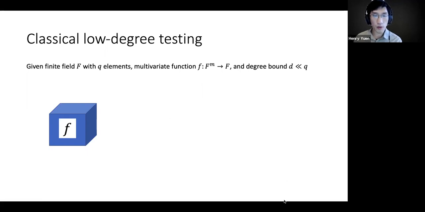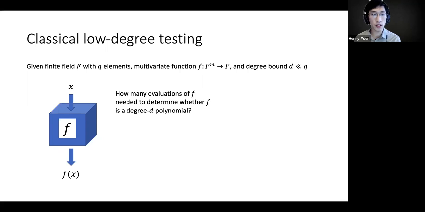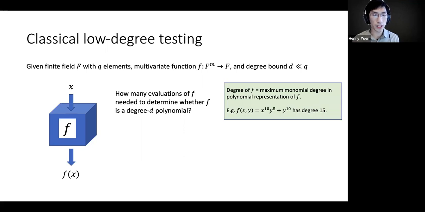Let's imagine that the way we're given access to this function f is through this black box. And we can only make local evaluations to this function to see what the value is. So you plug in x and then you get f(x) out. So a basic question is, how many evaluations of this function f are needed to determine whether f is a degree D polynomial? So just to be clear, by degree, I mean the maximum monomial degree in a polynomial representation of f. And since we're working over finite fields, every function has some polynomial representation with large enough degree. Just as a simple example, this polynomial f(x,y) = x^10 y^5 + y^10 is a degree 15 polynomial.